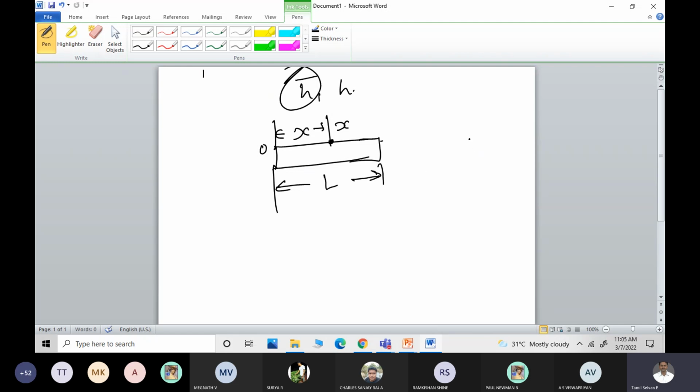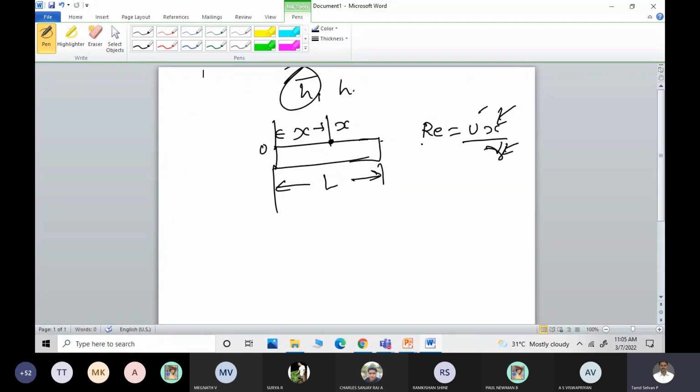Why is it so? Because you may know that Reynolds number is equal to u x divided by nu. So the viscosity value, the velocity value, and the distance value. So the increase in distance and the viscosity value.